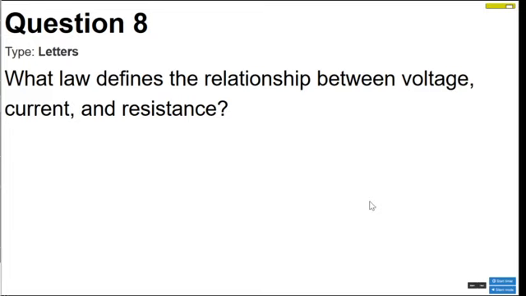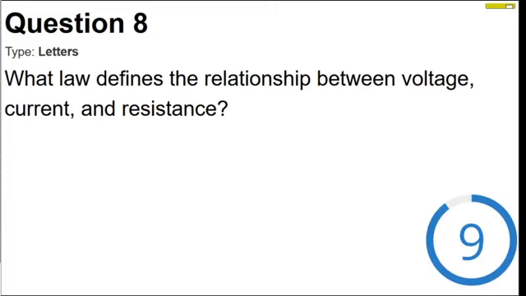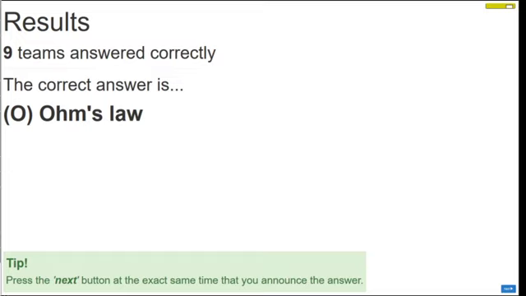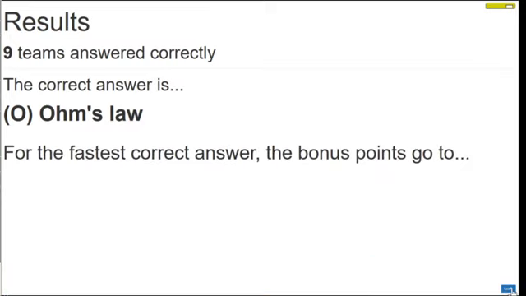Question number 8. What law defines the relationship between voltage, current and resistance? Nine teams got that one correctly. The correct answer was Ohm's law. So that was O. Wow.